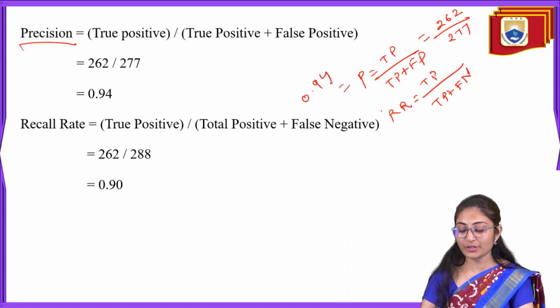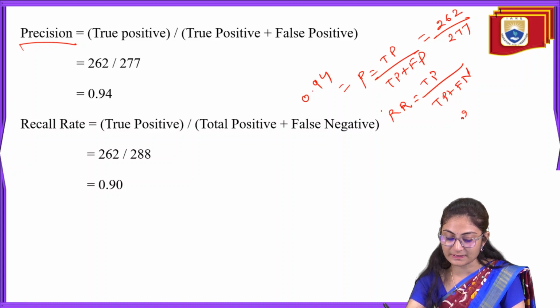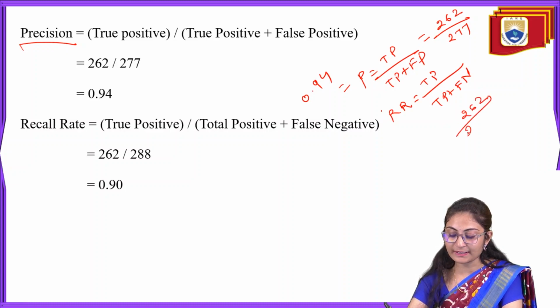Now we have to find out the recall rate. The true positive is 262, false negative is 288. Now you will get 0.90.